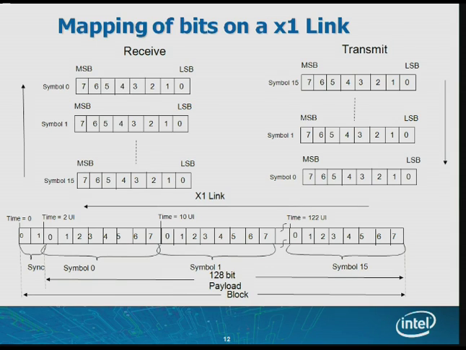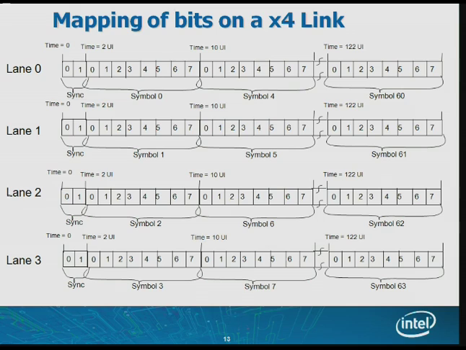Obviously, symbol 0 goes first, and then up to symbol 16, there's synchronization, preamble, 2-bit information, and this whole block is the 128, it's a 132-bit block. So how that looks on a by 4 link, again, the block is per lane.